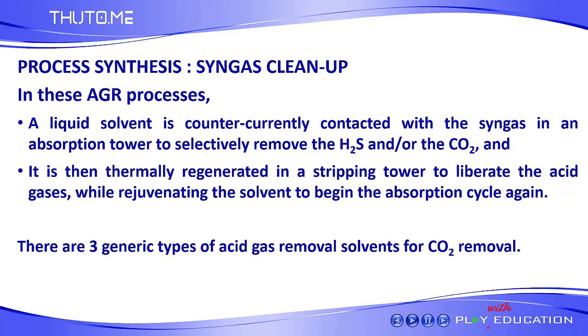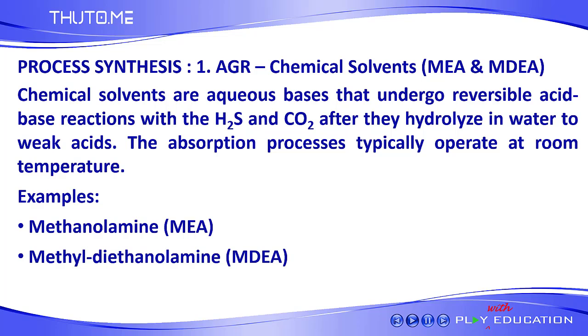Once the solvent has extracted these acid gases, it is then thermally regenerated by stripping it in a stripping tower to liberate the acid gases, while rejuvenating the solvent to begin the absorption cycle again. There are three generic types of acid gas removal based on the solvent used to remove CO2.